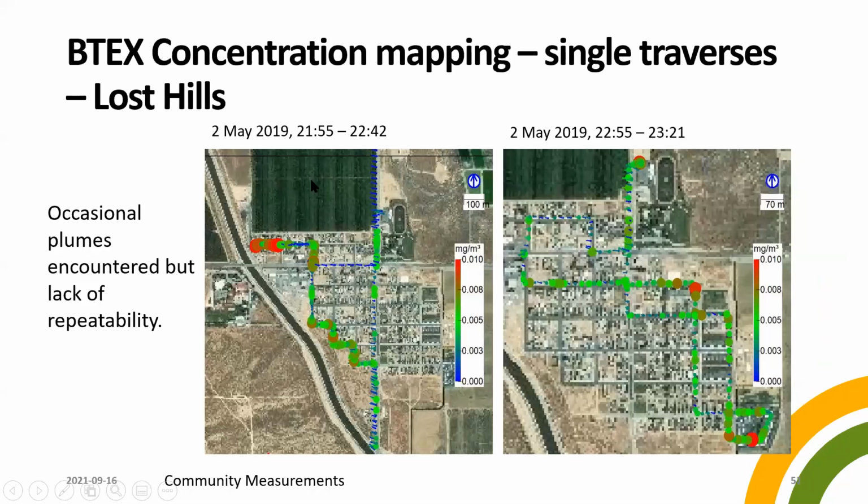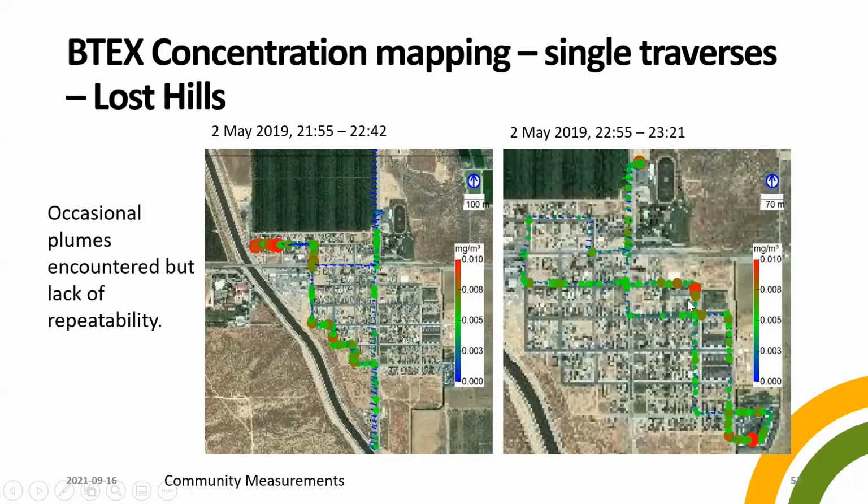This is a similar measurement in Lost Hills, driving around, where we've again been able to find different hotspots, but they have been, as you can see here, left to right. This is the same day, the 2nd of May 2019, in the evening, and just one hour between. You would assume that you have the same type of pattern here.